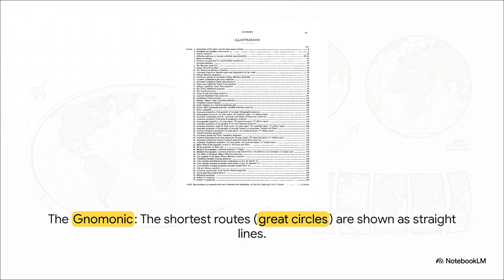Now, this map's special trick is that any straight line you draw on it is what's called a great circle. And a great circle is the shortest possible distance between two points on a globe. So that weird, long, curving path you see on most maps, on this one, it's a straight line. It looks totally strange to us, but for a pilot trying to save time and fuel, it's perfect.